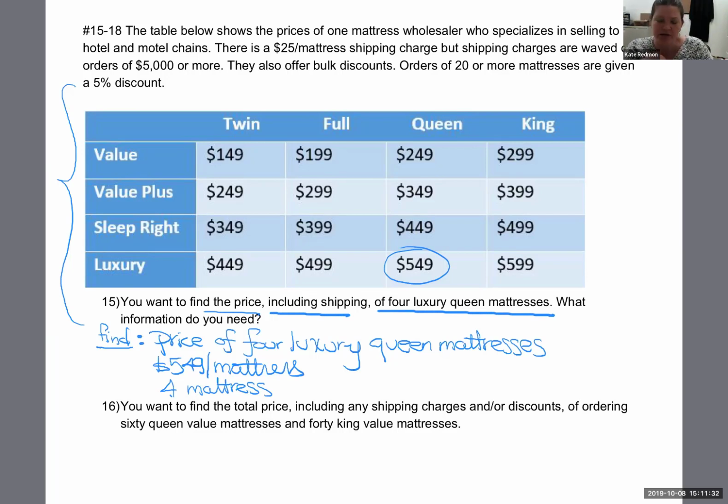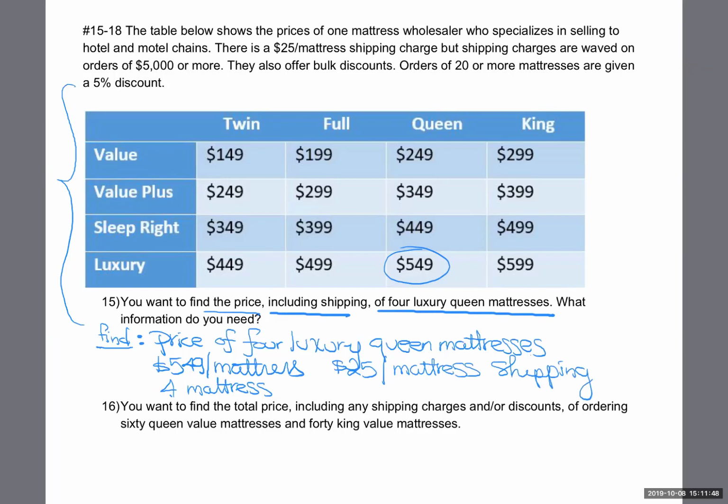So what do I know about the price of shipping right now? It's 25. Is that 25 per mattress or just 25? It does say per mattress. So what do you think about that, David? You're going to have to multiply 25. Yeah, I'm going to need to know again that I'm buying 4 mattresses.